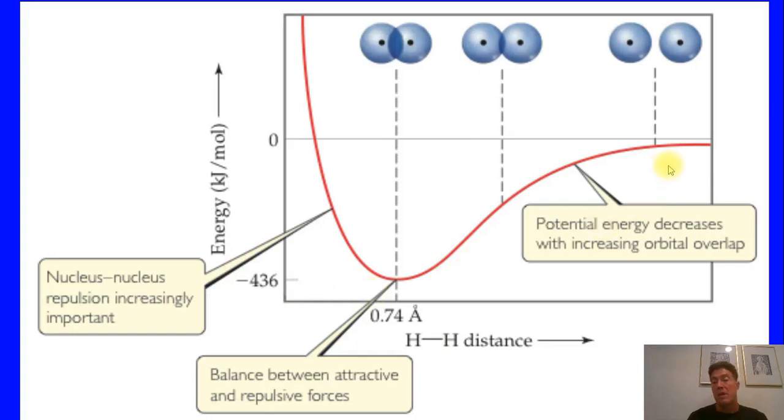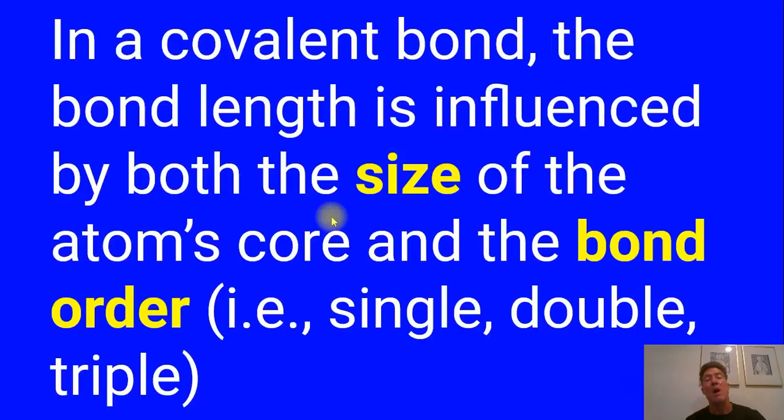So here's another description. The potential energy decreases with increasing orbital overlap. We get the balance, this is the equilibrium point, and then here repulsive forces take over. So in a covalent bond, the bond length is influenced both by the size of the atom's core and the bond order, whether it's a single bond, a double bond, or a triple bond. As you're going to see, single bonds are longer, double bonds are shorter, triple bonds are shorter yet, because those extra bonds are pulling the atoms closer and closer together. So that's going to be influenced by the size of the atoms that are trying to get close together.